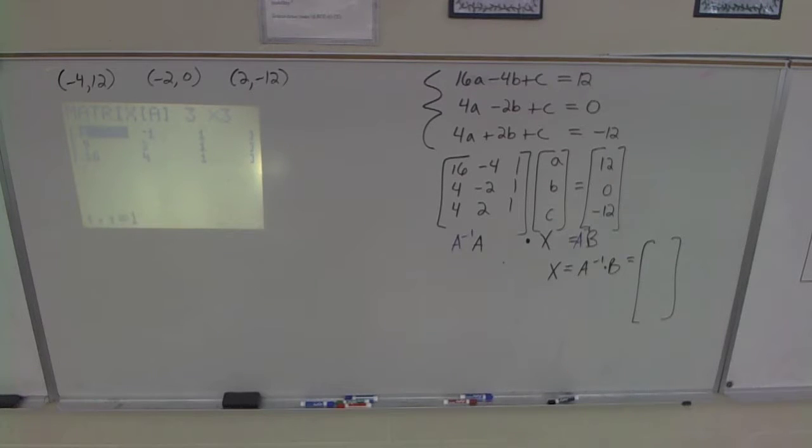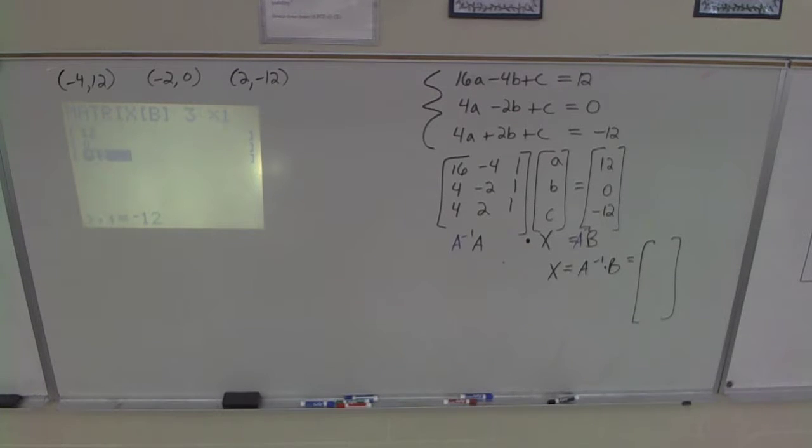It'll help you remember. So A is a 3 by 3, and I'm going to put it in there. 16, -4, 1, 4, -2, 1, and 4, 2, 1. And I'm going to quit. Then I'm going to put the other matrix in, go back to the edit. And I need 12, 0, and -12. Okay, I've got my matrices in there.